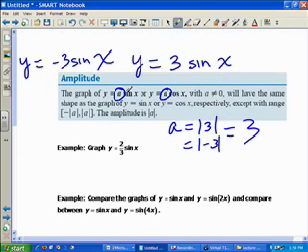Okay, so we see what the effect is of putting a value out in front, or multiplying the trig function by a value.